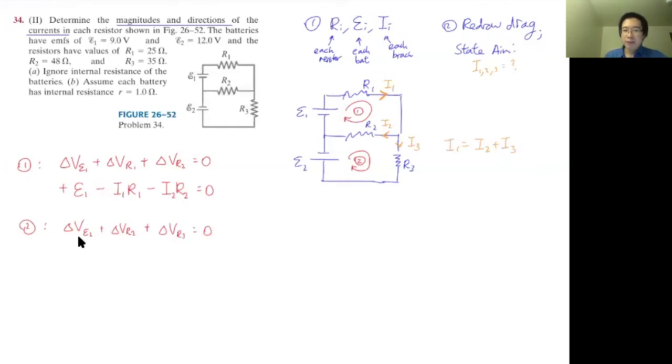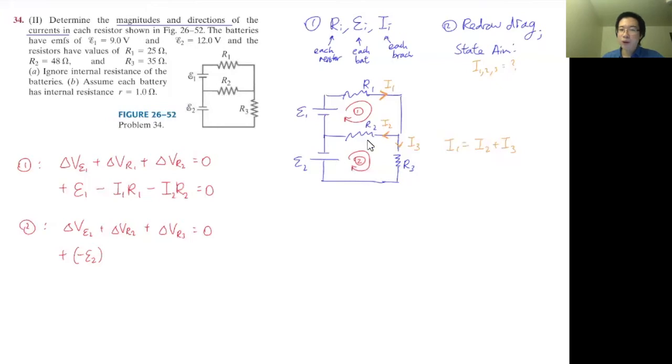What is the potential difference for this guy? Normally, a battery always provides a positive increase, but this is the wrong way round as I'm going around the loop. I'm analyzing in this direction, so instead of going from the shorter leg to the longer leg, I'm going from longer to shorter. So I need to flip this around, and I put an extra minus sign over here to represent the fact that the battery is not facing the right way for my analysis.